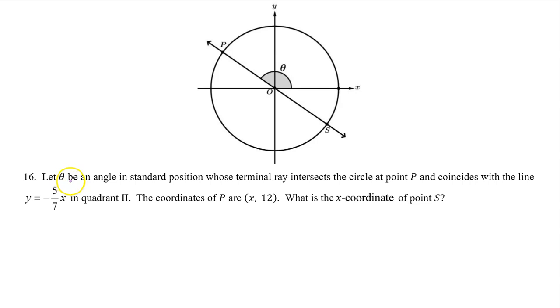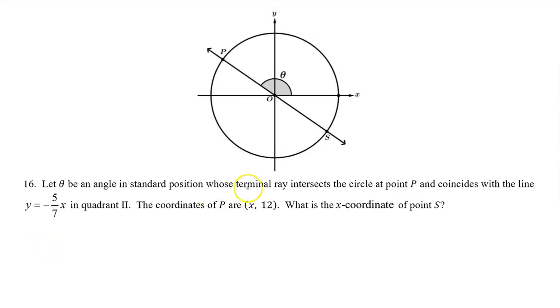16. Let theta be an angle in standard position whose terminal ray intersects the circle at point P and coincides with the line y equals negative 5 over 7x in quadrant 2. The coordinates of P are x, 12. What is the x-coordinate of point S? My strategy will be to find the x-coordinate of point P, and then the x-coordinate of point S will just be the opposite of that.